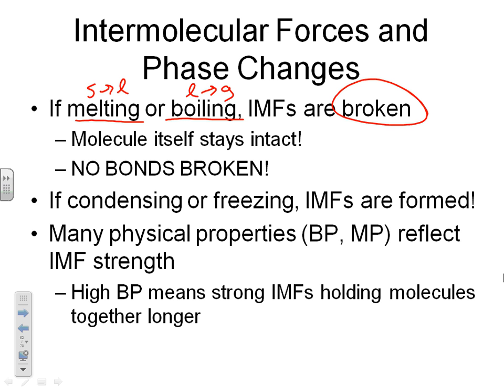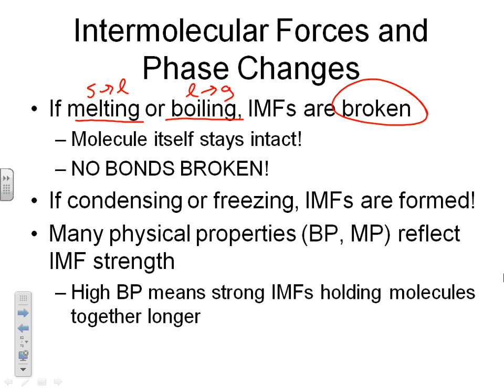And this should make sense, right? Because a liquid has more freedom of motion than a solid, so therefore it cannot have as many IMFs as a solid does. A gas has significantly more freedom of motion than a liquid. The particles are not actually touching in a gas, so naturally we have broken the IMFs that are holding the liquid together in order to turn the liquid into a gas.